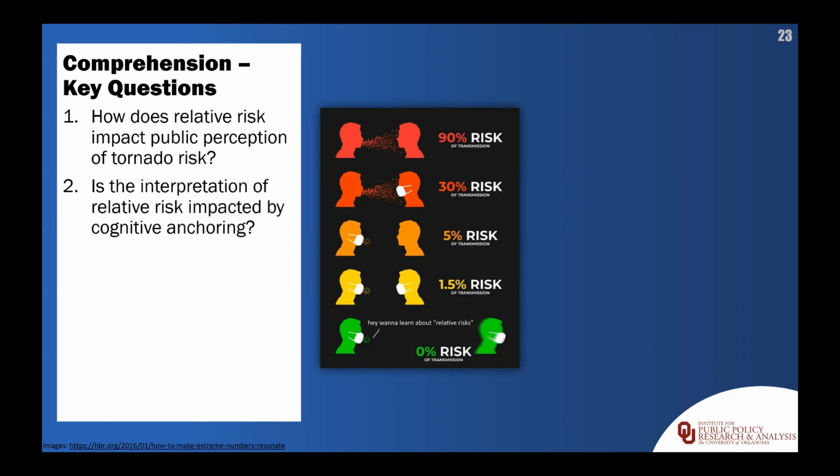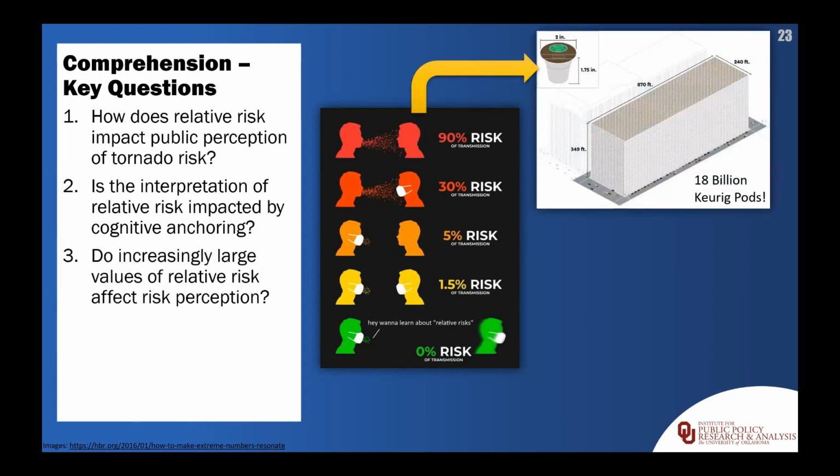Second, is the interpretation of relative risk impacted by anchoring effects, which are when you see a big number followed by a little number and you're asked to report some number, you're more likely to say a bigger number because your mind has sort of gotten stuck on that big number that you saw first. We'll see a better example of this later in the presentation when we look at the data.